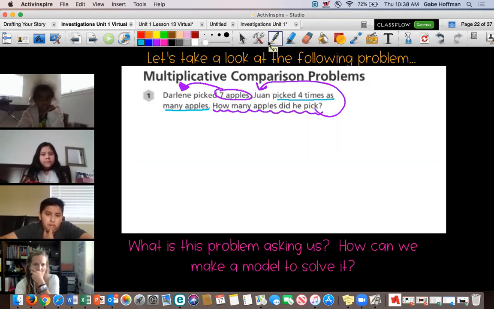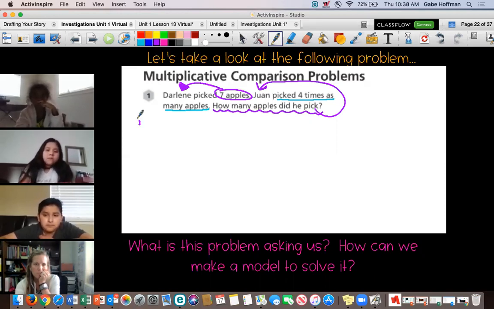So we're going to go through some ways that we can represent that problem. I'm going to model this one, and then you're going to do one with Miss Weibel together where you model it on your own and then share ways you modeled it, all right? So the first way we can do this is with our circle groups like we've gotten familiar with. It's important when I draw it that I'm showing the difference between Darlene and Juan.